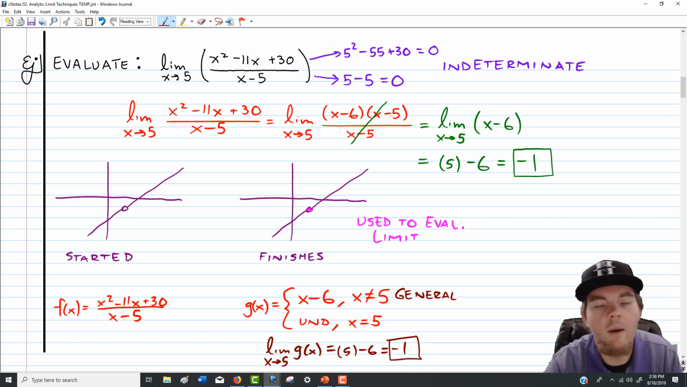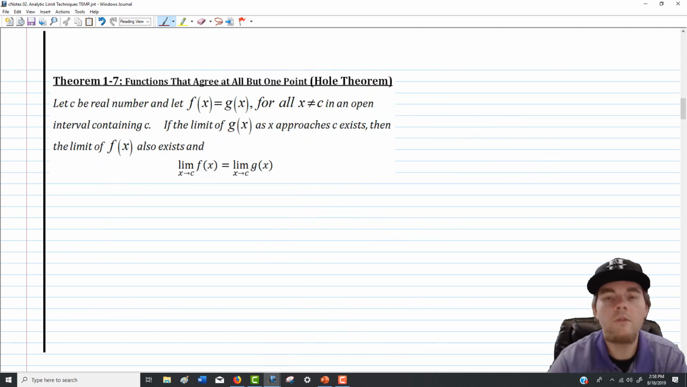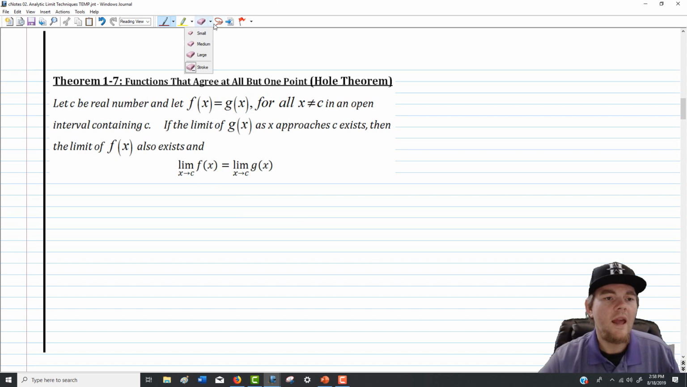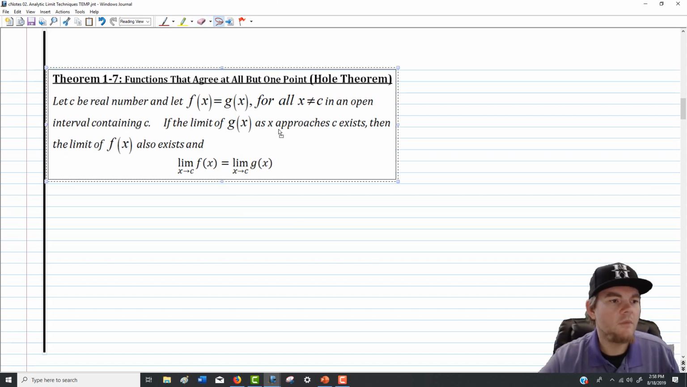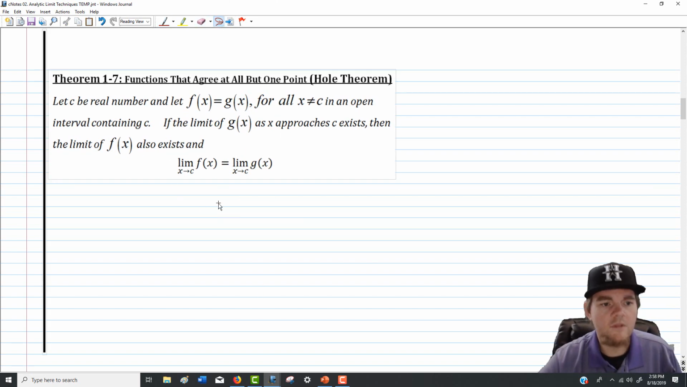Now there's a nice connection to last week that you could infer and work your way through. In truth, there's a theorem that allows us to do this. And this is not one of the 4 or 5 theorems that you'll need to know off the top of your head. This is just a nice theorem that confirms what it said before. So you should have this paper in front of you. It says the functions that agree at all but one point theorem.